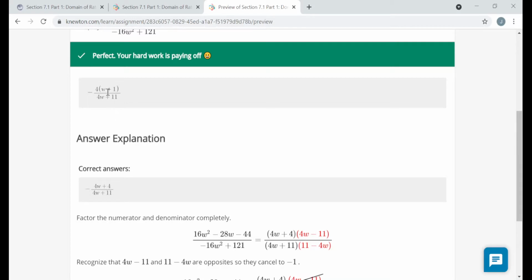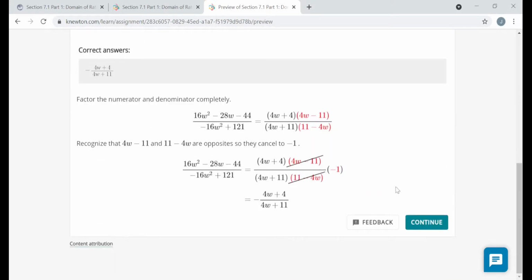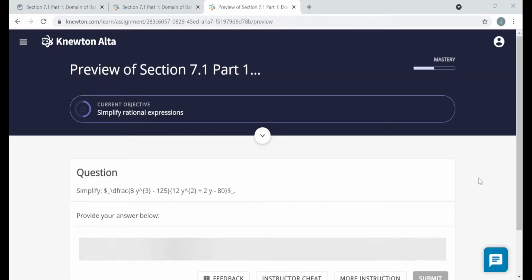is 4w plus 4. But as long as what you enter is a simplified fraction, right? The numerator and denominator don't have any common factors. You can write it in factored form like I did, and as long as it's equivalent to what they have, they should be marking you correct. All right, and again, please read through the answer explanations. Okay, next question.